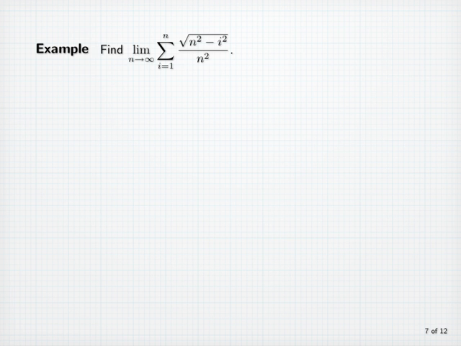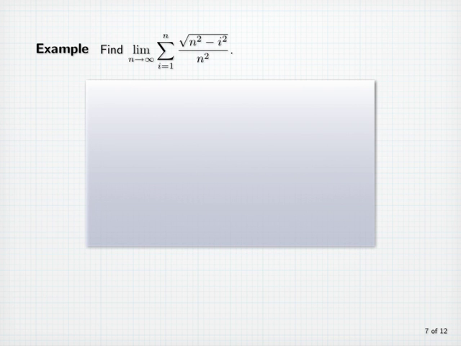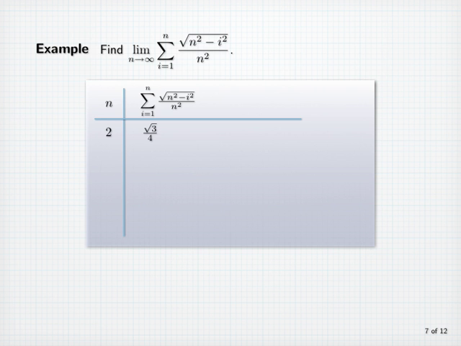Let's begin by looking at a few numbers to get a better feeling for what we're looking for. Let's make a table. In the first column we'll put n, and in the second column the corresponding value of the sum. We'll go ahead and list a few of these values. When n is 2, there's only one non-zero term, and it's the square root of 3 over 4.